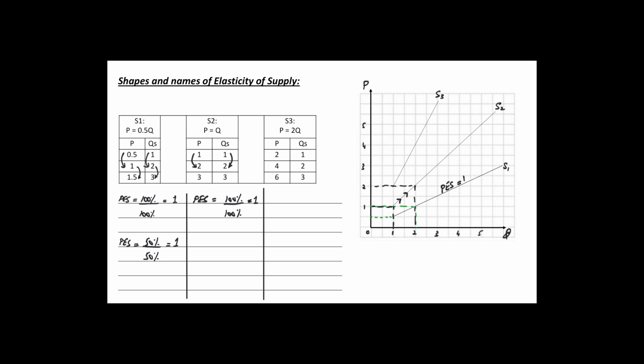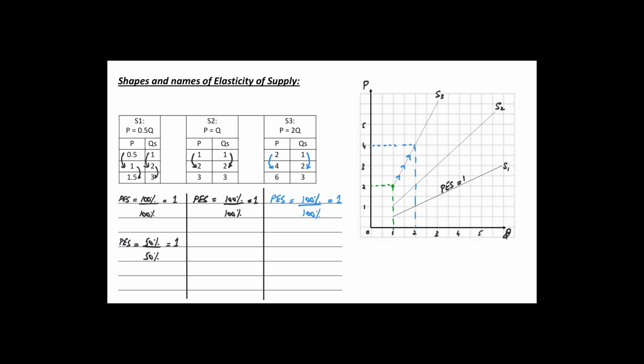In fact, let's try and do it for the third one also. In the third one, when the price is 2, quantity supplied is 1, right here on S3. And when the price increases to 4, quantity supplied increases to 2. So let's find out the PES for this range. When we do our math, this is about a 100% increase, and 2 to 4 is also a 100% increase, which equals 1.